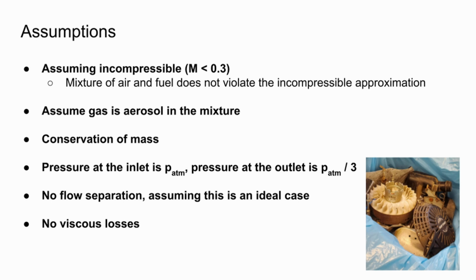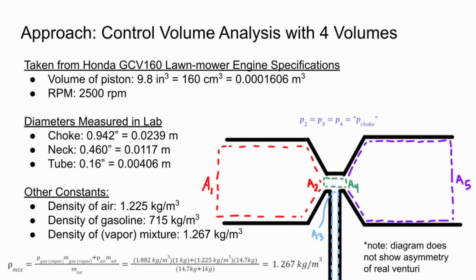We also assumed conservation of mass, that the pressure at the inlet is atmospheric pressure and the outlet is atmospheric pressure divided by 3. We also assumed no flow separation, as we are assuming this is an ideal carburetor and that there are no viscous losses. These are some values that we measured in the lab when we dissected our engine. Also, these are the values we obtained from the engine specifications of our model and the densities we looked up.